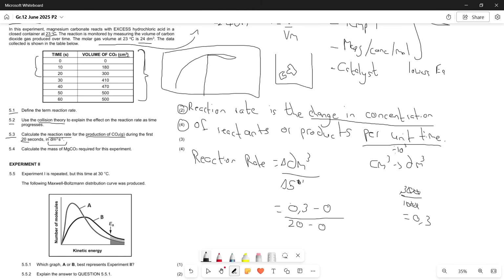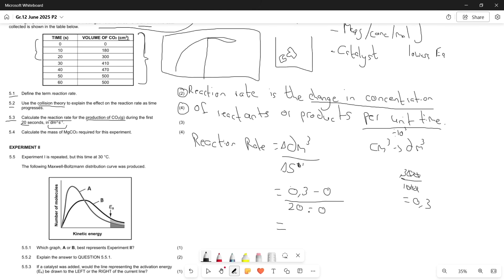Same thing with time. We have our time already in seconds, so that's good. No conversions for us. And then the change is from the same endpoint to the same starting point, where we have 20 minus 0, which means at this stage we can just plug this in our calculator and we will have our answer, which means we have 0,015 dm3.s to the -1, considering they gave us the units that they wanted it in. And that just earned us 3 marks over there.